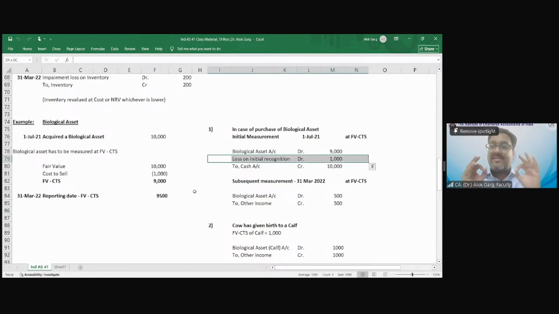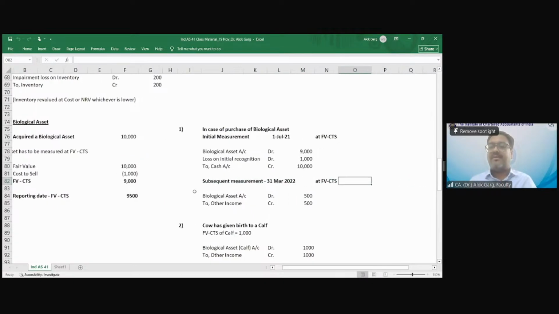So this standard says that it doesn't matter if you purchase the cow or if the cow has given birth to a calf. You have to measure initially and subsequently at fair value less cost to sell. In this case, the fair value less cost to sell is lower than the amount paid by the company. And why is it lower? Because of the element of cost to sell. Any doubt in this entry? Any question up to this entry? No, sir. So initially on 1st July 21, it is measured at fair value less cost to sell, and the difference of 1,000 is going to P&L.